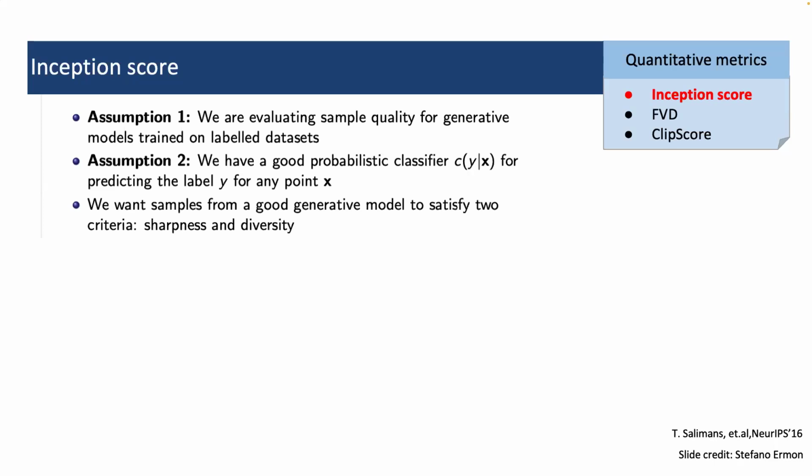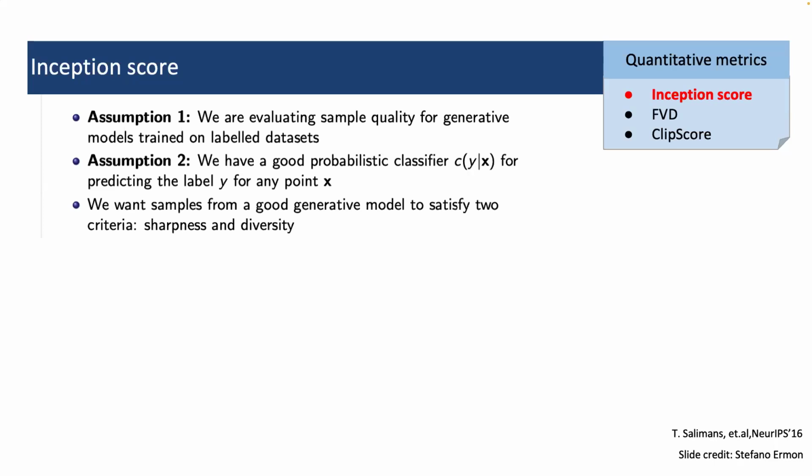So it's based on two key assumptions. The first assumption is that we are evaluating a sample of generated models where the model is trained on labeled data sets. So that's the first assumption. The second assumption is that we have a classifier that given an image X can predict a label Y on this labeled data set. So we have a classifier that is trained on this labeled data set. So that's assumption two.